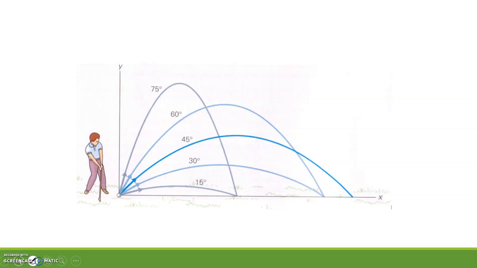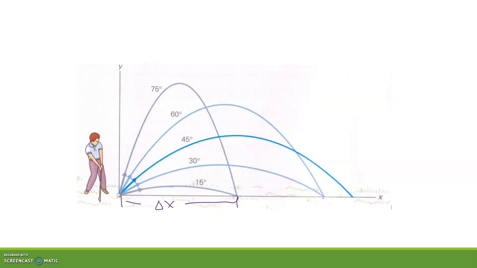This is described in the diagram of a golfer. So notice if the golf ball were to be hit at a 45-degree angle, that would give the maximum range. If the golf ball were to be hit at 15 degrees or 75 degrees, it would land in the same spot, meaning they would have the same range. That is the same for 30 and 60 degrees.